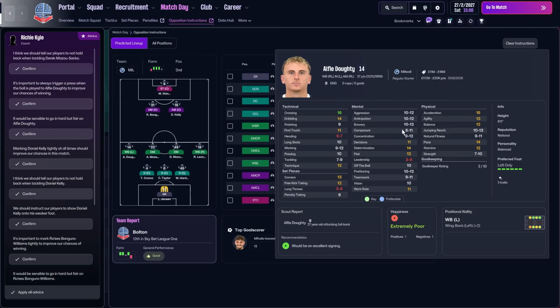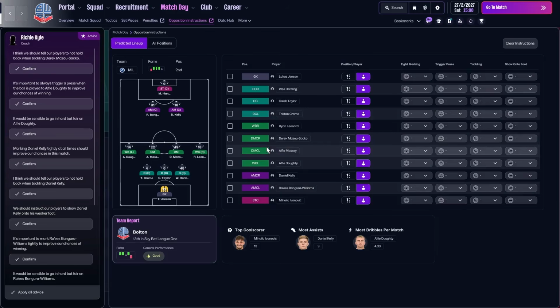Another weakness I see here is his preferred foot. Doughty is only good on his left foot, so if you show him onto his right foot, he may have a very difficult game. So starting with that, I can go back to show onto weaker foot. Go ahead and ask whoever is marking him, or the team in general, to show Doughty onto his weaker foot. Or since I already know that he's a left-footed player, I can go ahead and ask them to show him onto his right foot.